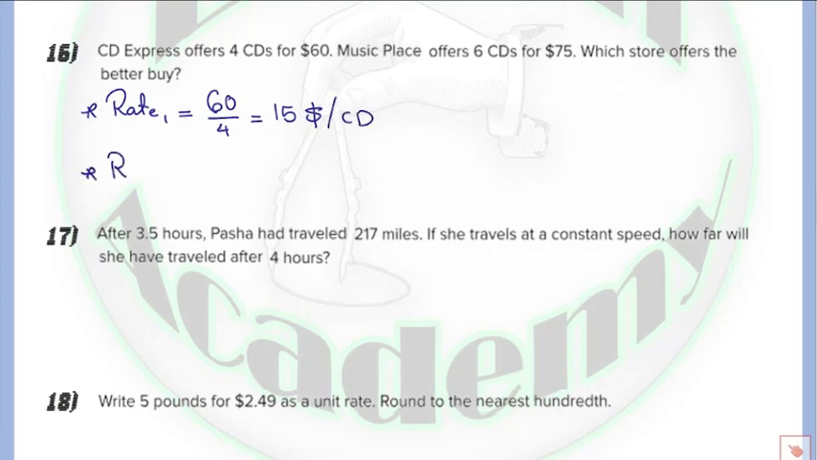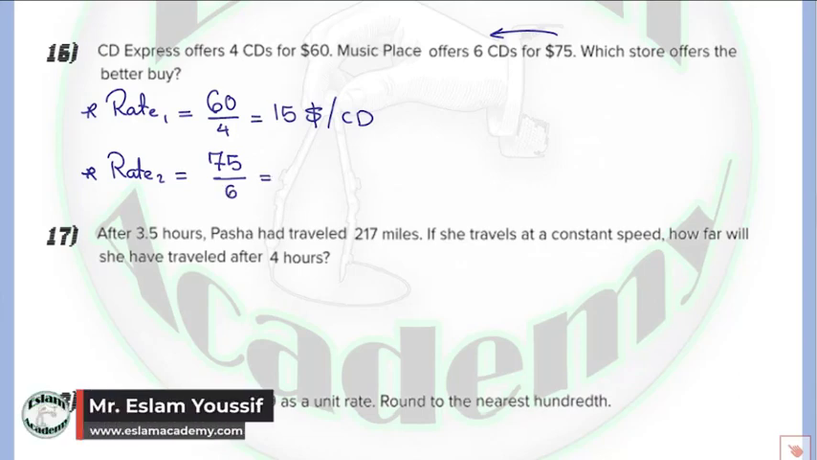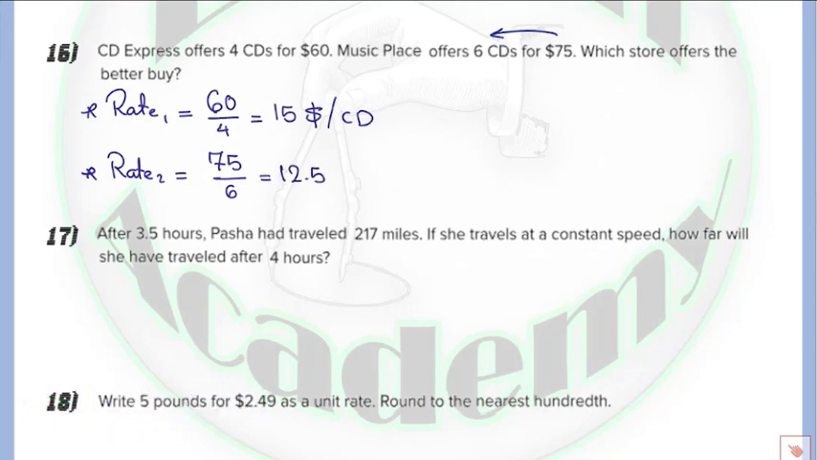Now we need to find the second rate, to find which one is the better price. The second one that we have is $75, and that's for 6 CDs. We will divide the dollar by the number of items. In all of the cases, just divide the price by the number of items. By simplifying, you will find that the answer will be equal to 12.5. The unit of the 75 is dollar, and 6 is the number of CDs. You will find that the second store had a better price.